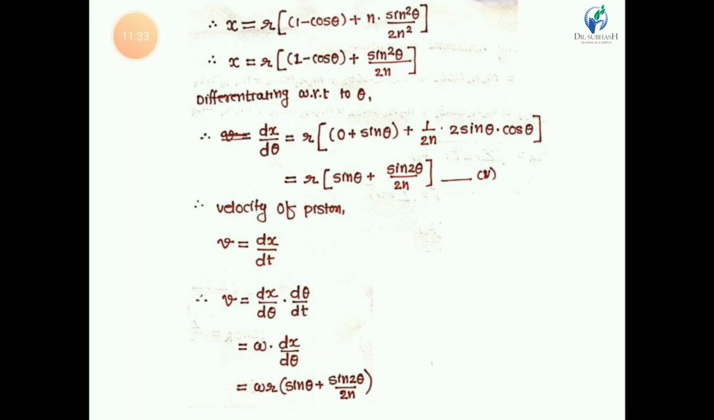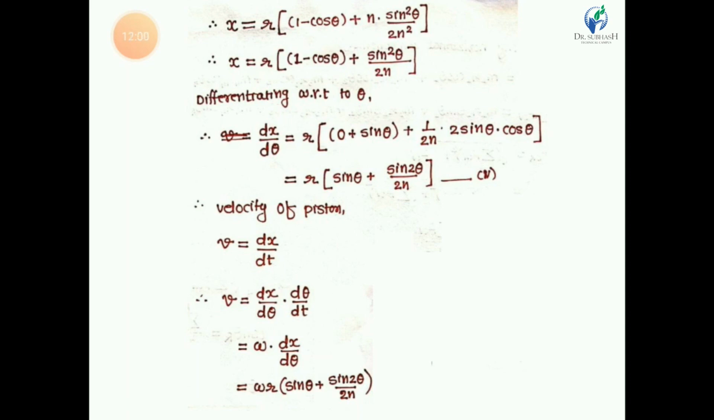Now from this equation we can say that maximum velocity Vmax is equal to omega into R. Maximum velocity occurs when theta is equal to 90 degrees.